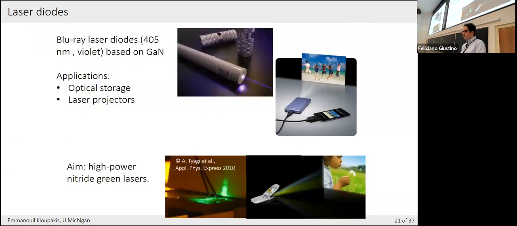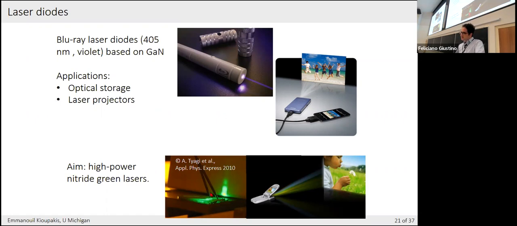And I want to conclude with one more application where free carrier absorption is important, and that has to do with lasers. So today we have very efficient semiconductor lasers in the violet and in the red. They're very portable. We've all used the red laser pointer, right? And we can use them for optical storage. And the big goal is to use them for laser projectors.